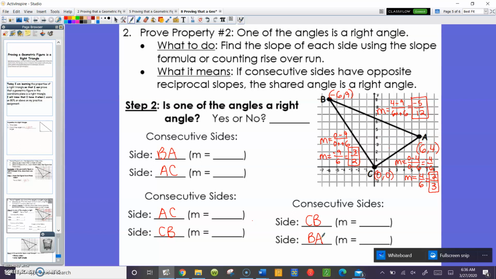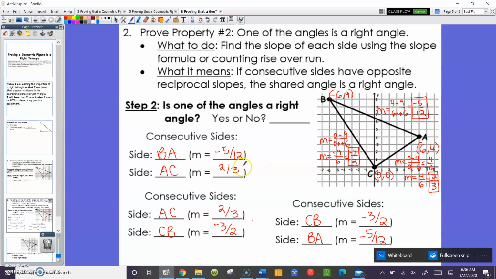I'm going to fill in my slopes. We've already found the slope for BA to be -5 over 12. Here's BA again, -5 over 12. We know that AC is 2/3, and we know that CB is -3 over 2. What we need to look at is our consecutive sides and see if they have opposite reciprocal slopes. If they do, then we know that shared angle is a right angle.